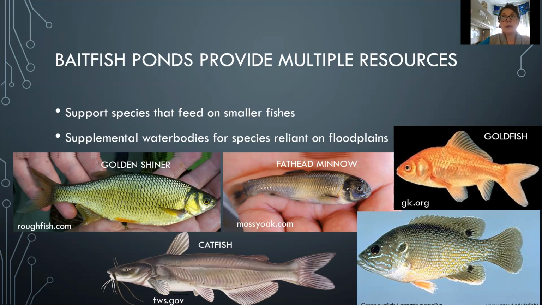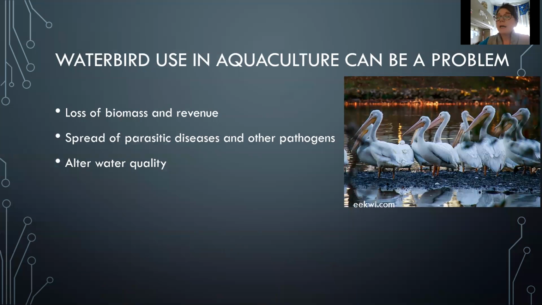However, we also know that catfish and some of these other species are naturally found within the environment in the floodplains and the river systems, things like that. And I'll be talking about that a little bit more later. So wildlife are queuing in on these aquaculture facilities, and water birds especially will use the aquaculture ponds for foraging and stopover habitat, loafing, things like that. And they can be a problem.